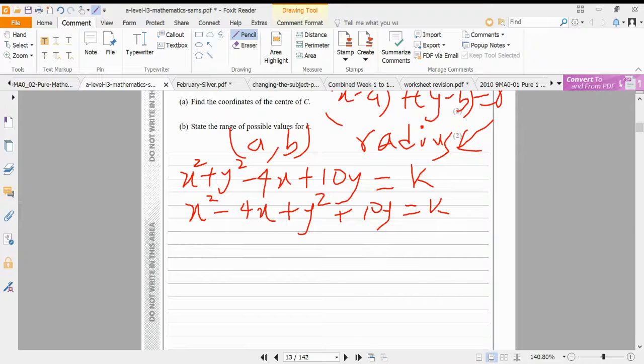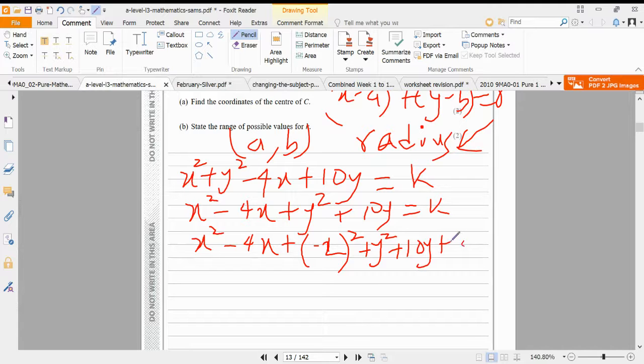So recall that x squared minus 4x, then you say plus the square of the half. What is half of minus 4? Do not forget to put it in bracket, so minus 2, then you square, plus y squared plus 10y, then plus 5 squared equals k. Now don't forget also that whatever you do to the left hand side you must also do to the right hand side. So let me try to simplify this first.